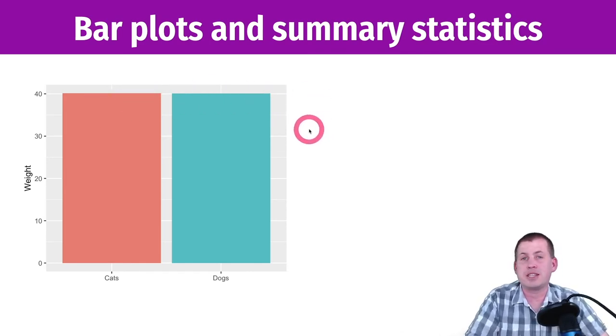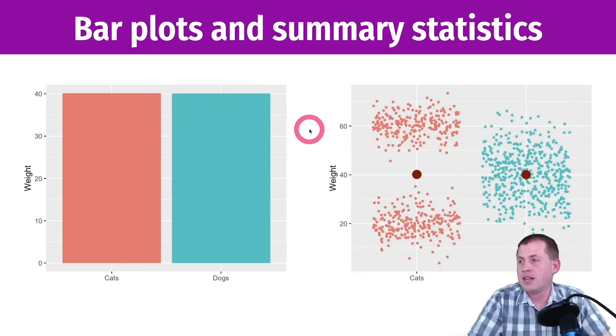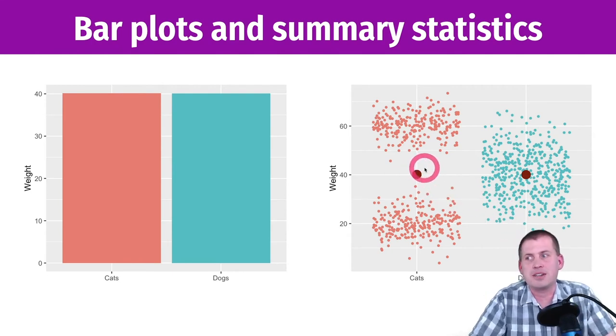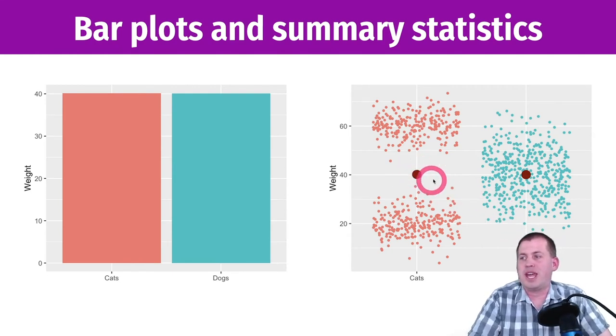But if we actually look at the data more carefully, and instead of using bars, we use a whole bunch of points, we can see that these dots here do show the averages. They're at 40, but the distribution of dogs is fairly normally distributed here around 40. Some are heavier and some are lighter. But the distribution of cats here, there are none at 40. There are a whole bunch down at 20, and there are a whole bunch up at 60, but nothing here at 40. And this tells a way more complicated version of our story.